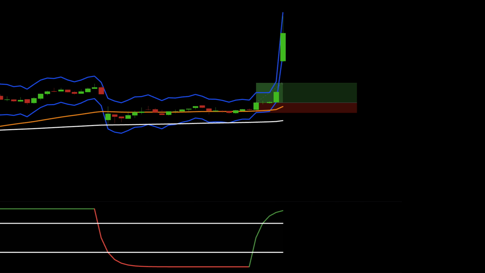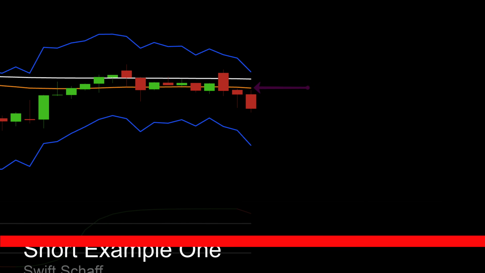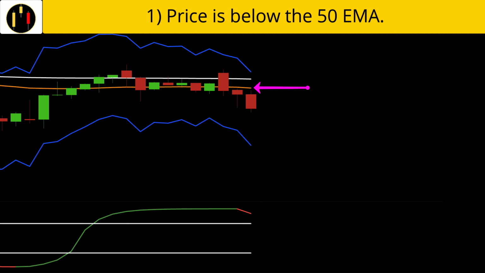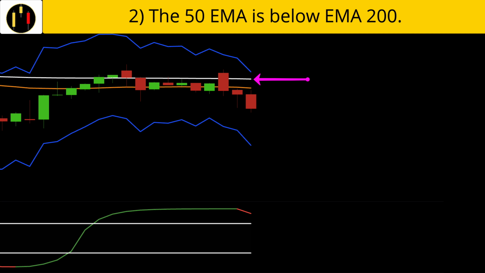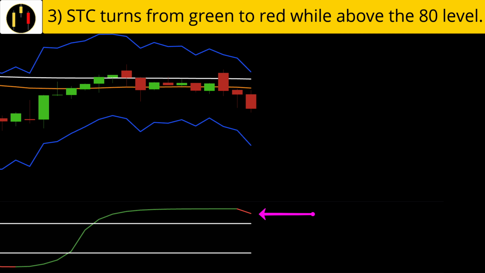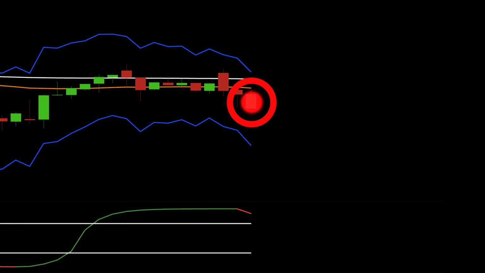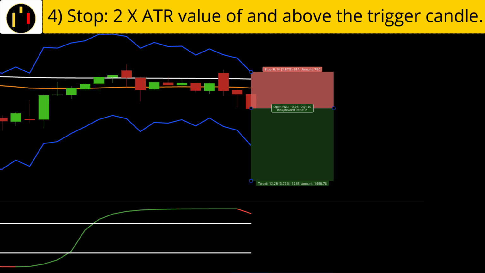Now we flip to shorts. This is what I would test for shorts. First, price must be trading below the 50 EMA in orange. Second, the 50 EMA in orange is below the 200 EMA in white, confirming the bearish trend. Finally, the STC line changes from green to red above the 80 level. All of that happens on this candle here. That is our trigger candle. The stop is placed at 2 times the ATR above the trigger candle and target 2 times risk.